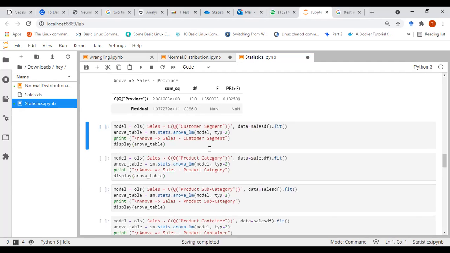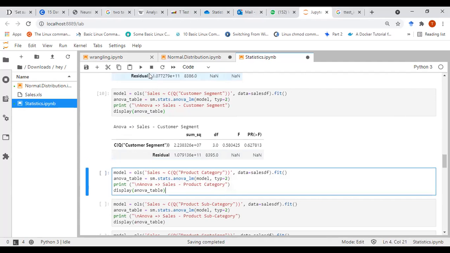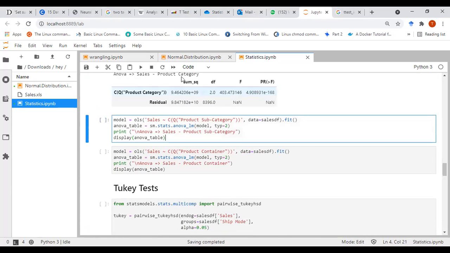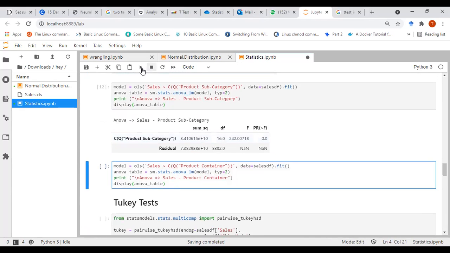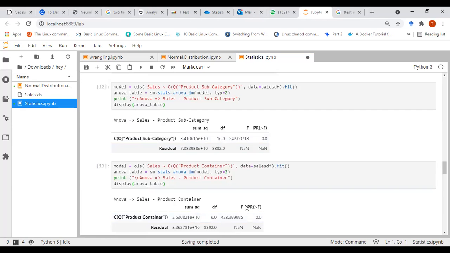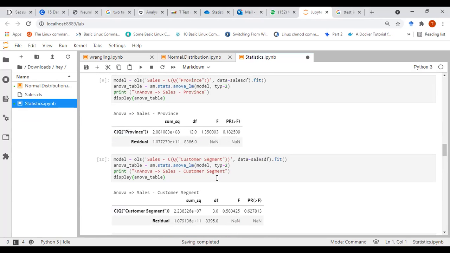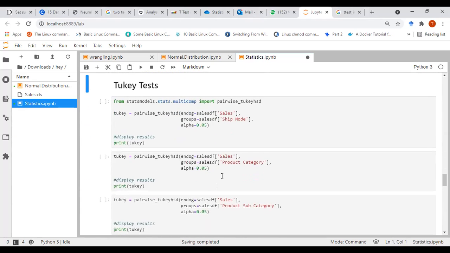Across the province also, sales is not varying that much. Across the customer segment, nothing. Across the product category, there's a lot of difference. So you need to put the Tukey there. Product subcategory also has a lot of difference. And what about the product container? Again, there's a difference. So the mean sales is different across different product containers, different subcategories, different categories of product, and the shipping mode.